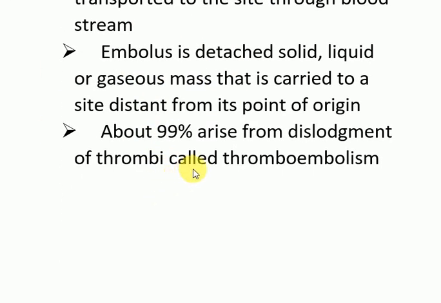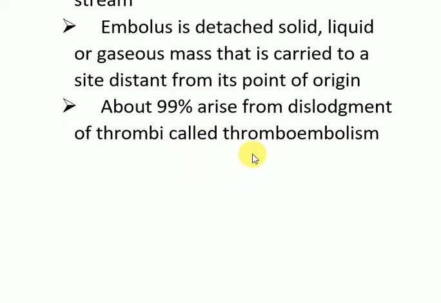About 99% arises from the dislodgement of thrombi, which I already told you, and that is called thromboembolism. Because of the thrombus, it is known as thromboembolism. If the thrombus is detached from its site of origin and then through the bloodstream is transported to another site, and here it causes the occlusion, then we call this process thromboembolism. And because of this thromboembolism, when there is occlusion, it causes the ischemic necrosis of that distal tissue, which is known as infarction.